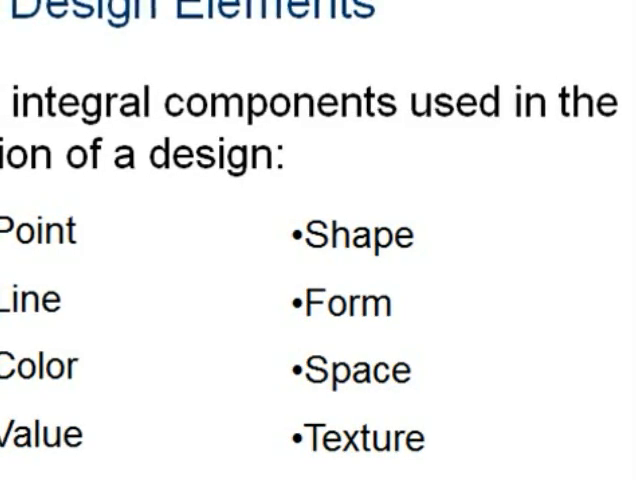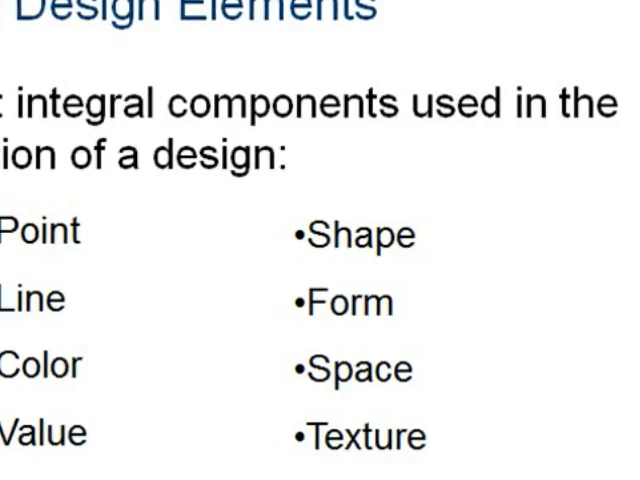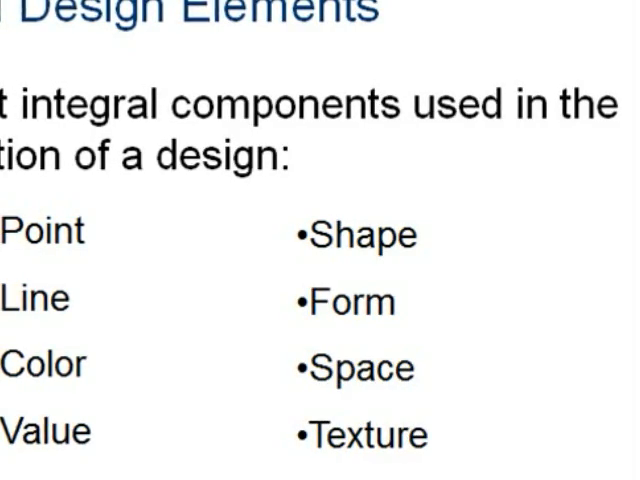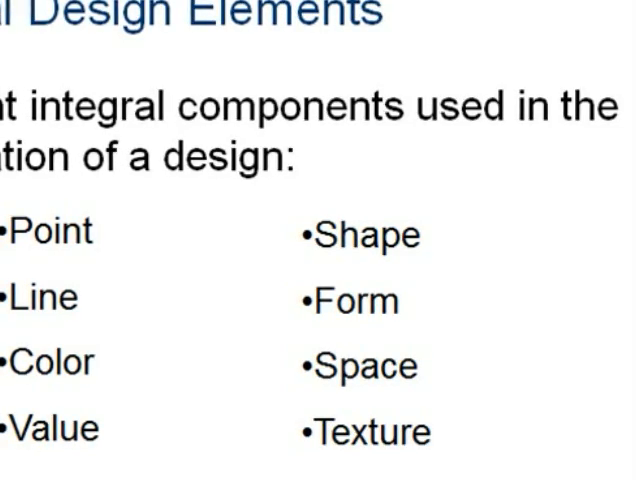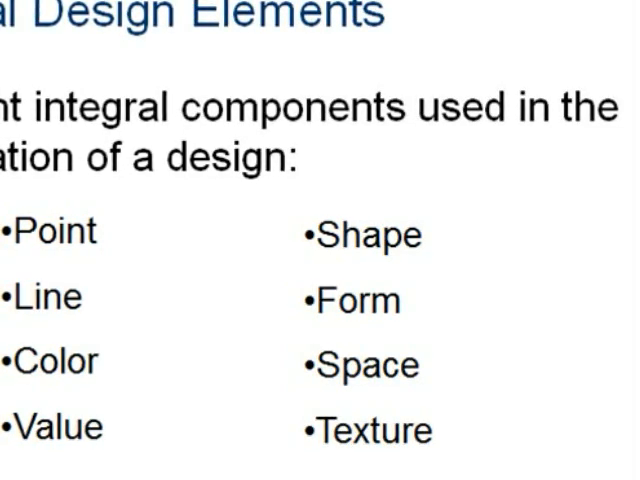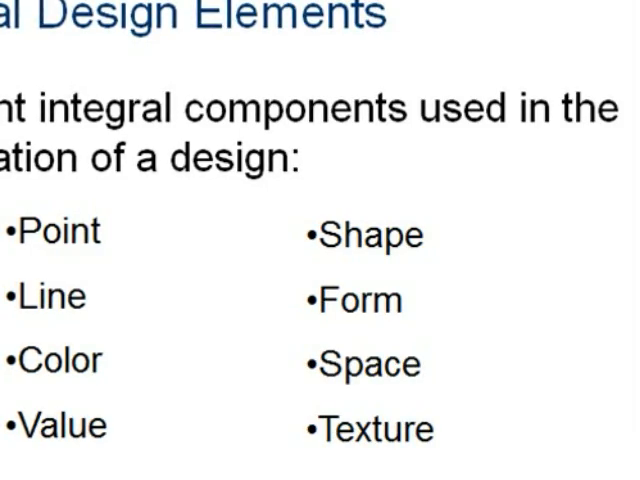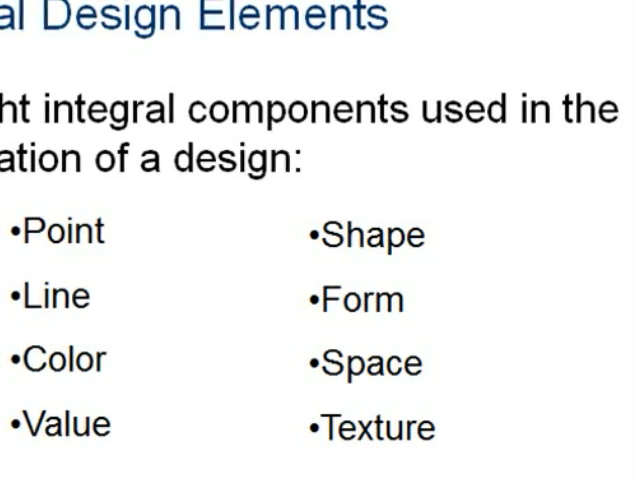Lines only have a length dimension. Lines can be used to define a boundary, indicate volume, create perspective and depth, create textures and patterns, suggest movement, and imply emotion. There are 4 different types of lines: vertical, horizontal, diagonal, and curved.